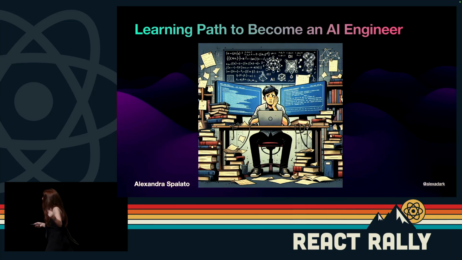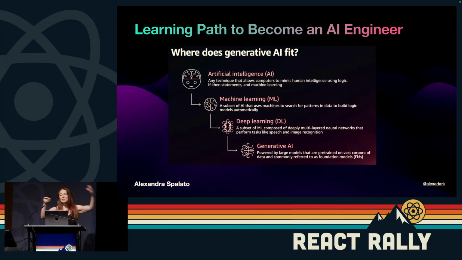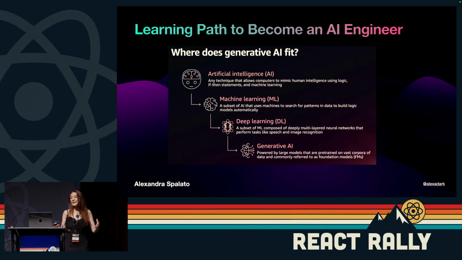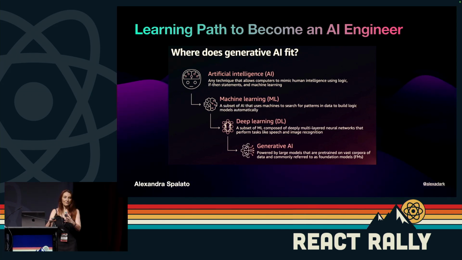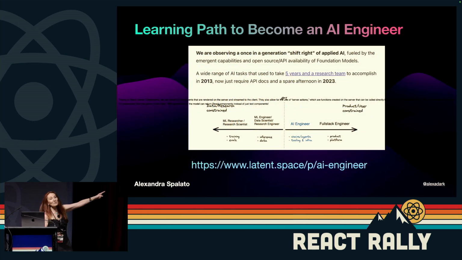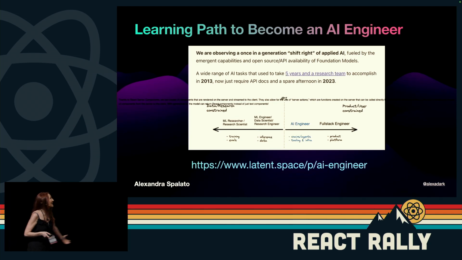So I have good news that you have seen in episode 2. It's AI, so it's a big umbrella, and each part, machine learning, deep learning, is a subset of AI. And now we are in the generative AI phase, and that's the level where we need to interact. As seen previously, this screenshot from Latent Space says that we are observing a once-in-a-generation shift.